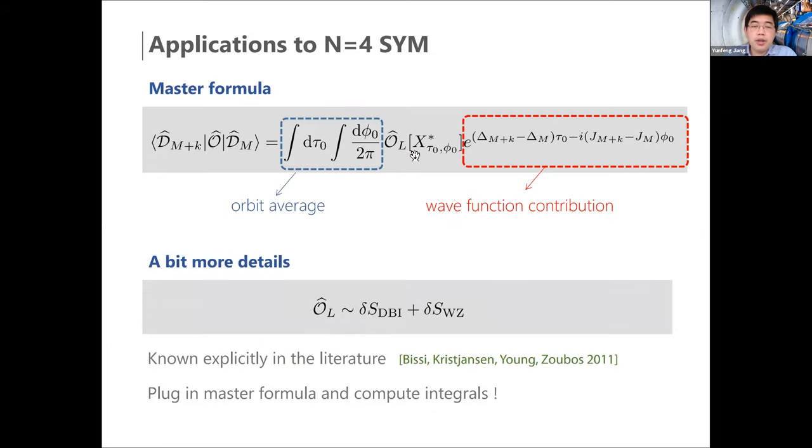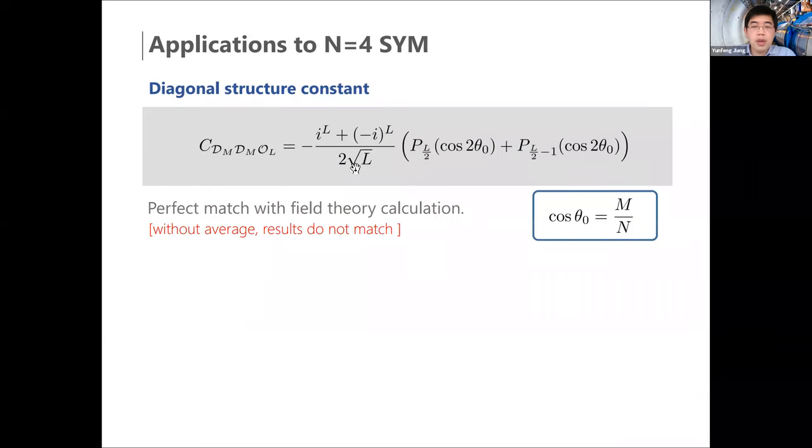So in a bit more detail, this O hat is the fluctuation of the DBI and the Wess-Zumino action. So this is actually known in the literature, for example in this paper, and it's easy to generalize to our case. So the bottom line is that we know this very explicitly. And then what we need to do is just plug this explicit expression into our master formula and compute integrals. So let me show you the result of this computation.